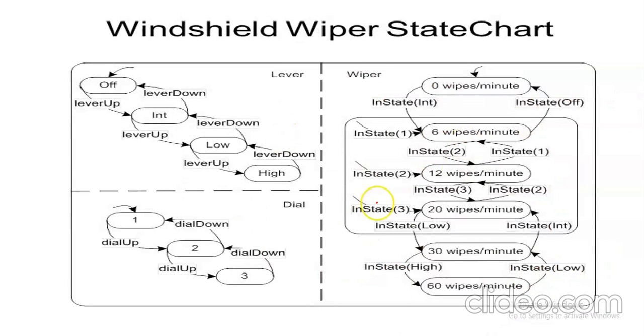Every three things are combined here. So here we mention, in the state of int, the 1, 2, 3 dial; in the states low and high, same thing. This dial is applicable only to the int. The 1, 2, 3 dial position is applicable only for the intermittent lever position, not for off, and not for low.